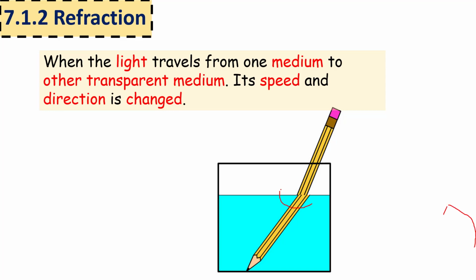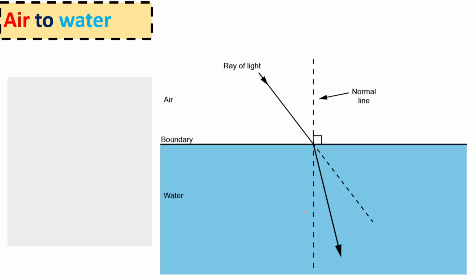See then, what is this? Is it a broken pencil? Yes or no? No, it is a normal pencil, but you see it like this because of the water. When the light travels from the air to the water, it changes direction and speed too. Look, the teacher will tell you.